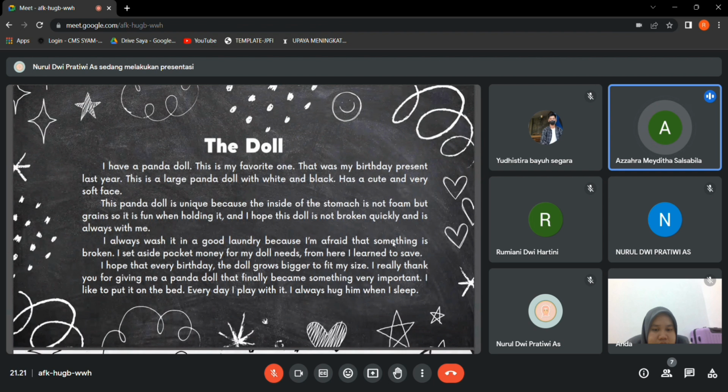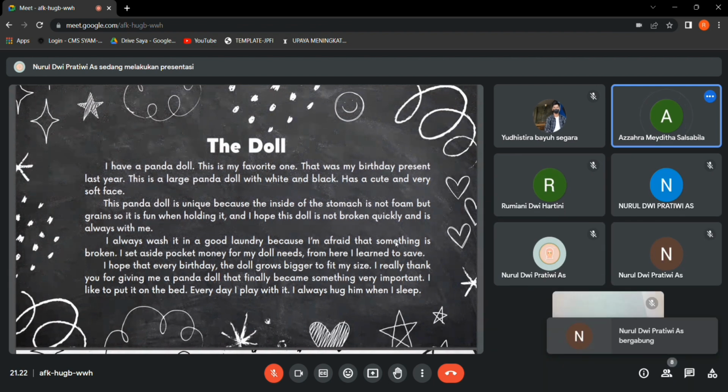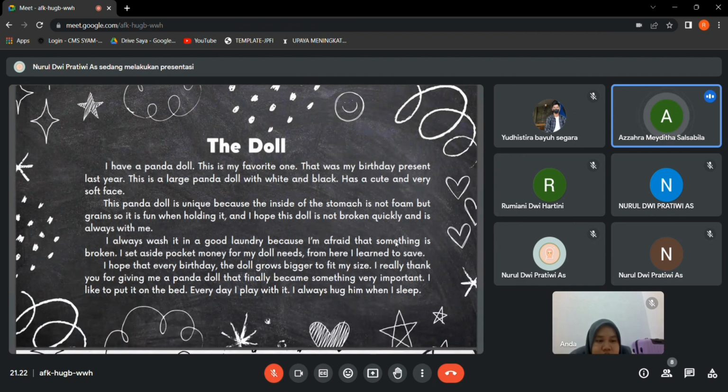Okay, thank you, Ristira. I think you guys did a good job. After reading the text, I will ask you about the generic structure and the linguistic features of the text. For the generic structure, can anybody tell me the structure of the text that includes the identification and description? Which paragraph of the text is the identification? The first paragraph is identification.